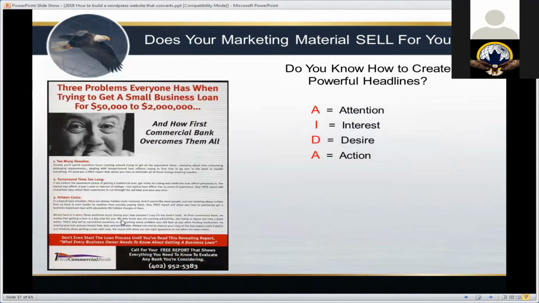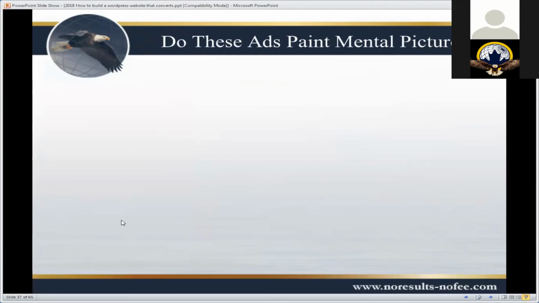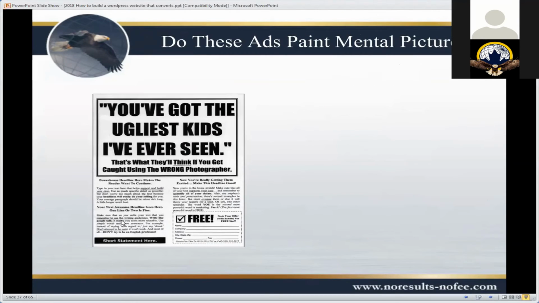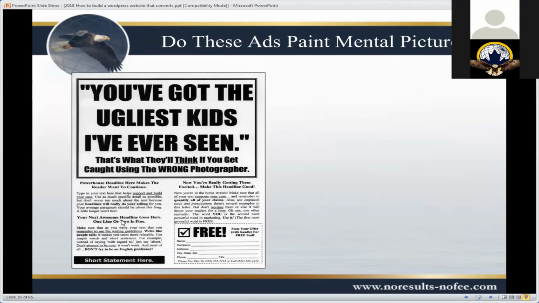3 problems everyone has when trying to get a small business loan for $50,000 to $2 million, and how First Commercial Bank overcomes every one of them. So what are you doing to make sure you're getting some great headlines? Do you really want the lowest bidding temp agency to provide employees for your company project? 6 closely guarded secrets of the mortgage industry revealed at last. You want your headlines to paint a mental picture. This is one of my favorite ones. You've got the ugliest kids I've ever seen. That's exactly what they'll think when you get caught using the wrong photographer.